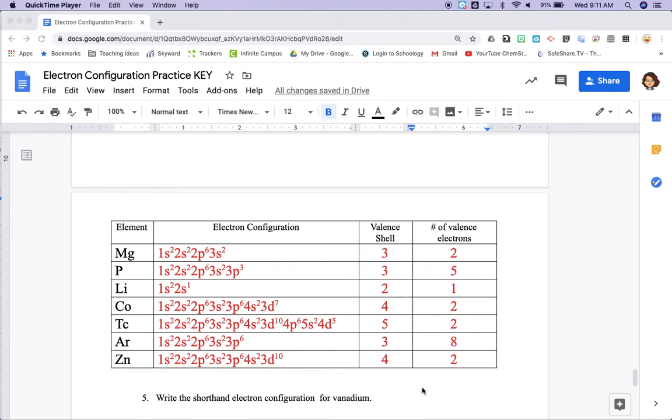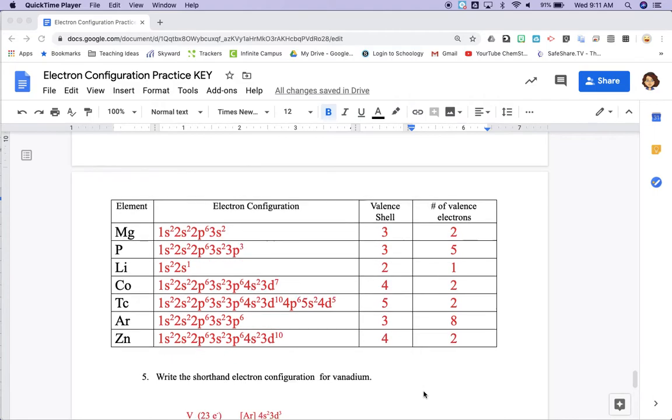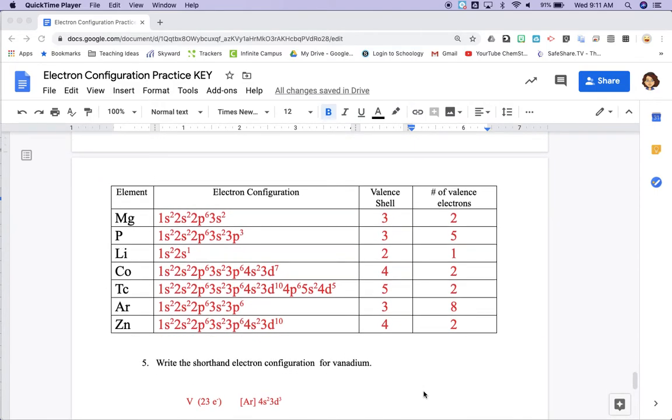Next, please write the shorthand electron configuration for vanadium. Vanadium is 1 row below argon in the periodic table, so argon is our reference point. We have argon 4s2, 3d3.